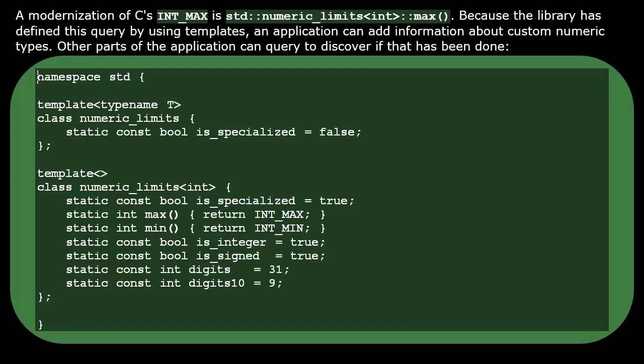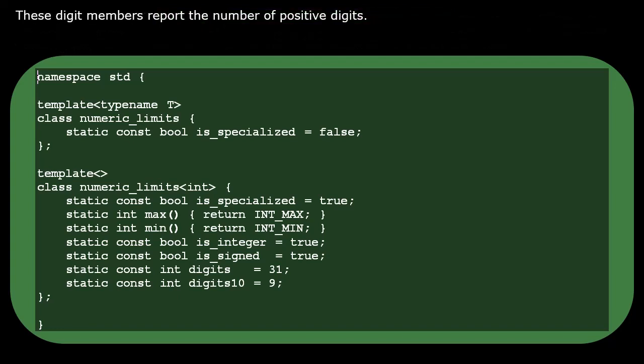C++ has already provided specializations for built-in types like int, which might look something like this. Notice how there's an isSpecialized member, which clients can query to discover whether or not this specialization even exists. These digit members report the number of positive digits.